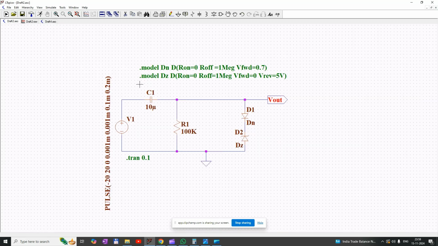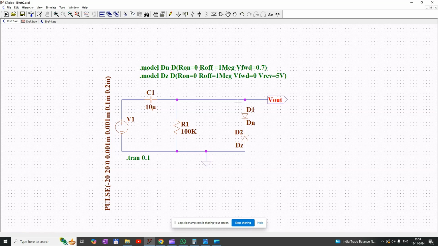Hi everyone, now we are going to discuss another clamping circuit which contains the Zener diode and the normal diode. Here we are going to apply plus or minus 20 volt across the input supply. There is a capacitor C1 connected in series with the voltage V1.